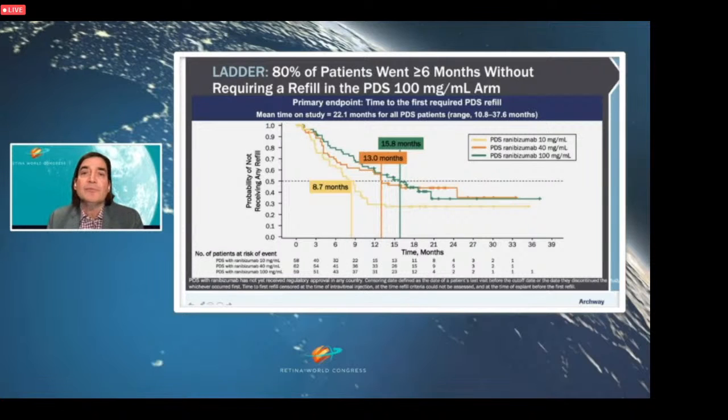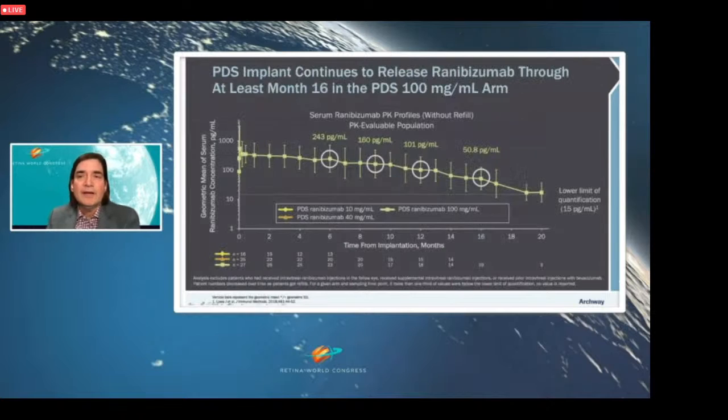And the median time was fairly impressive at 16 months. Because of these positive results of the phase 2 clinical trial, the Archway phase 3 clinical trial was developed. I also wanted to mention here that during the latter trial, pharmacokinetic data was also obtained from the anterior chamber and serum, and it correlated very, very well. And you could find measurable serum levels out past 16 months.